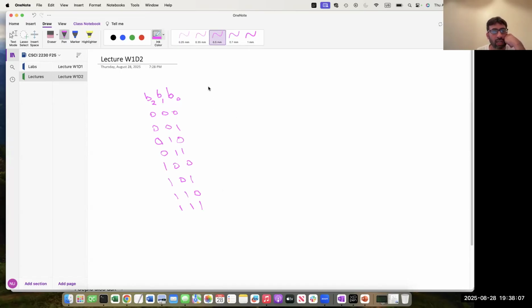If I write the equivalent decimal values, they will be 0, 1, 2, 3, 4, 5, 6, and 7. So what is the range? The range here is 0 to 7, which is basically 0 to 2 raised to power 3 minus 1, which is equal to 7. So this was about positive numbers.